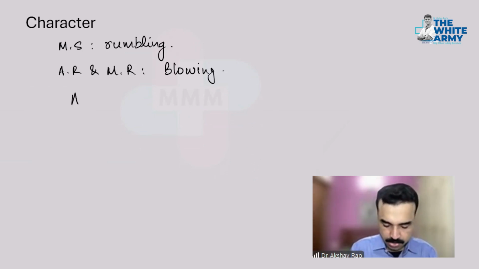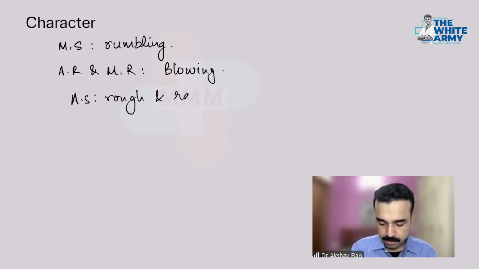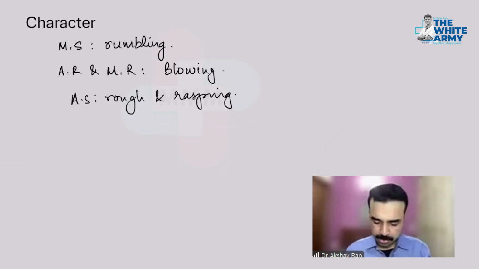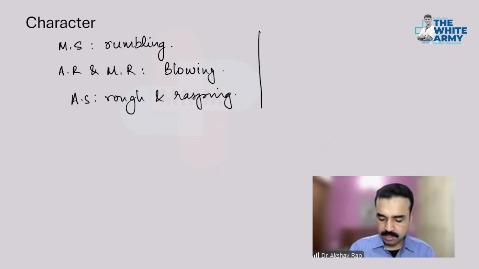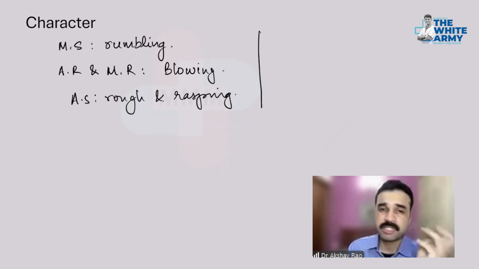Whereas aortic stenosis would produce a very rough and rasping type of murmur. Okay, so we are predominantly sticking to the left-sided murmurs because in clinical practice, most often we encounter left-sided heart disease. That's where the turbulence is, no?